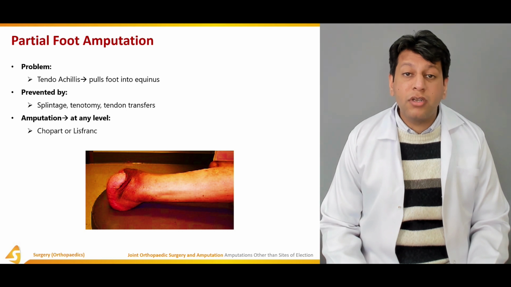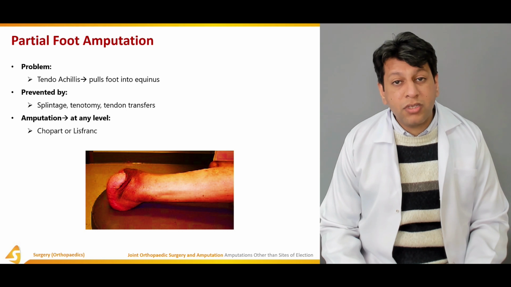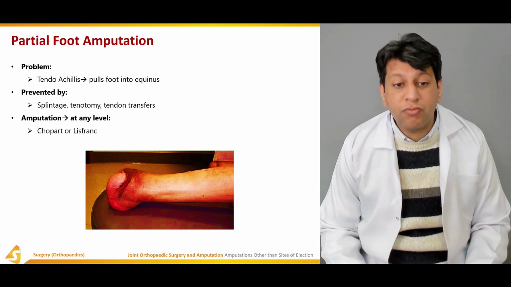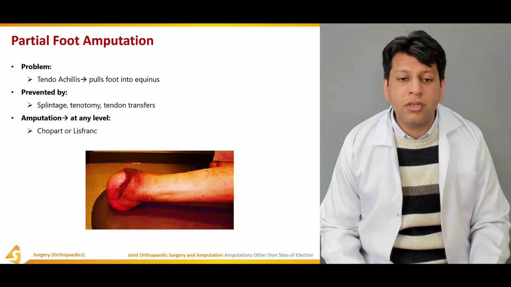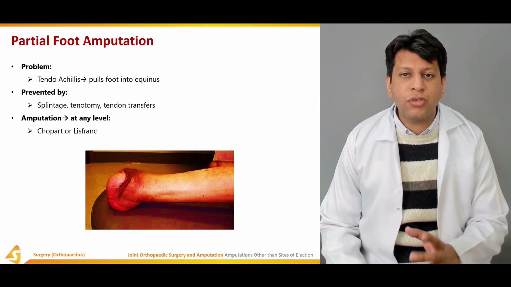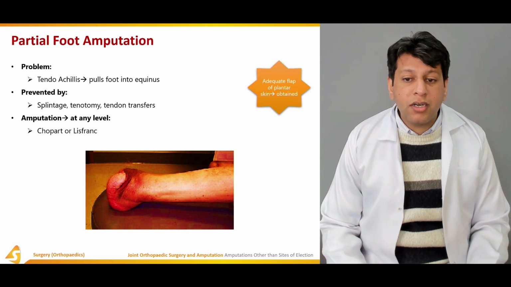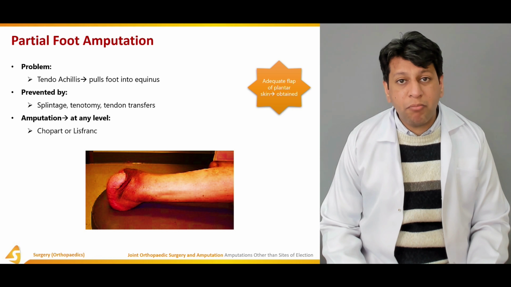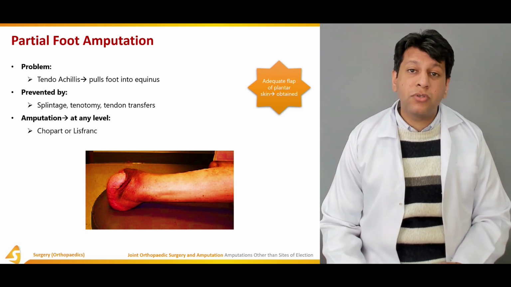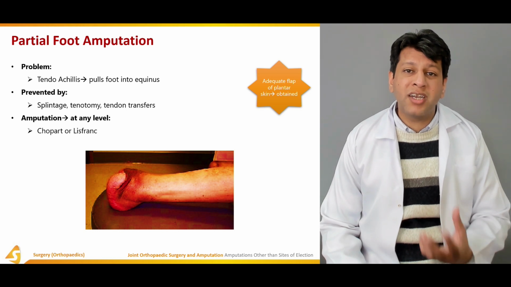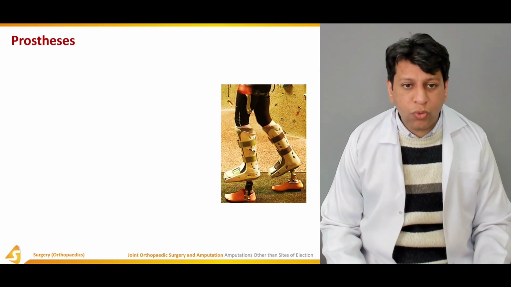Other options include Chopart, which is transmetatarsal amputation, or Lisfranc, which is tarsometatarsal amputation, which can also be done, depending upon the indication whether it is required or not. And then it also has its own pros and cons, which have to be kept in mind. An adequate flap of plantar skin is mandatory, and you must obtain it, because if this adequate flap is not possible, then bone will be exposed, get infected, and probably revision of amputation to a higher level may be required.